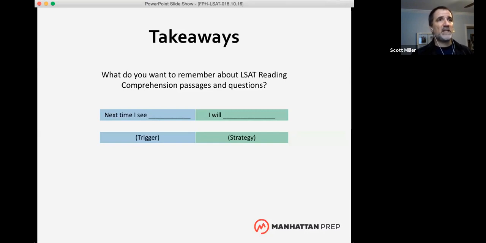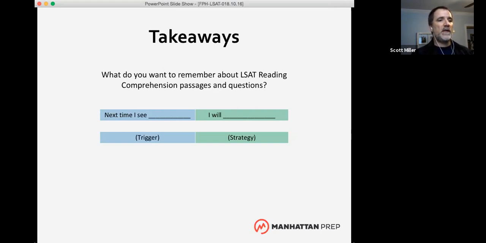Think about your process. How are you reading the passage? What's important when you're reading the passage? Are you paying attention to the things that we talked about? What's important when you're answering questions? Are you reading the question, then just looking for the right answer? The LSAT is not going to be your friend if you do that. Are you using this process of looking for reasons why wrong answers are wrong?